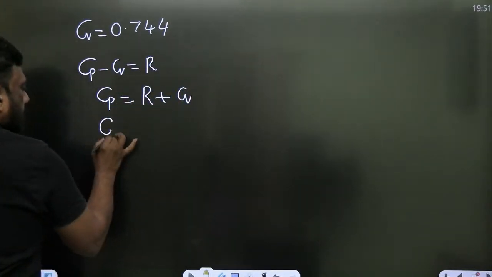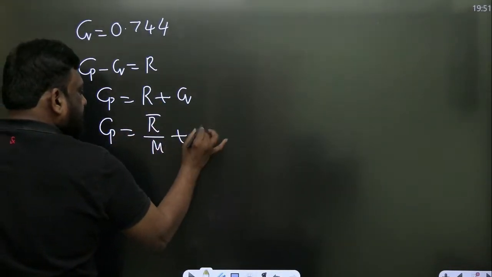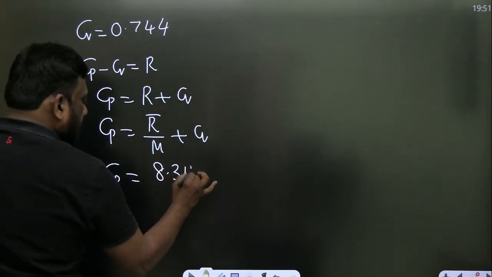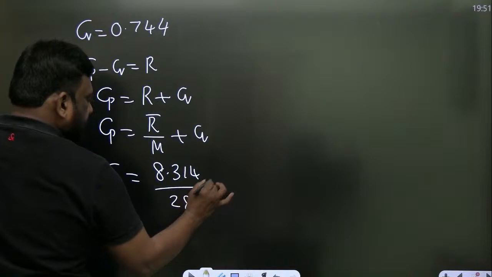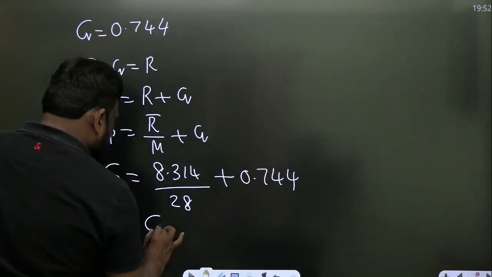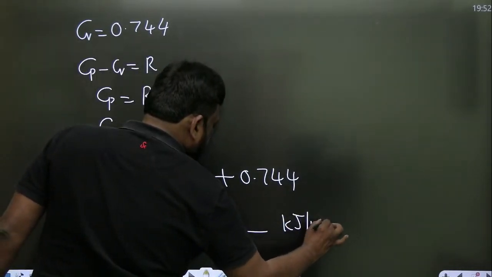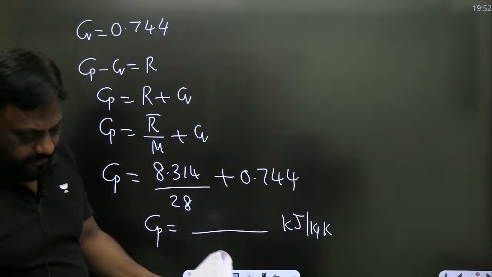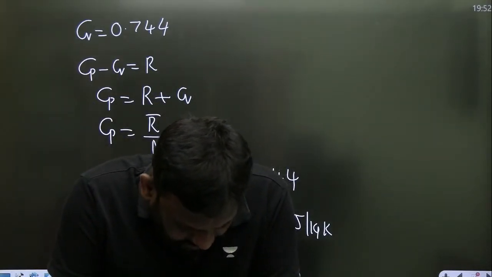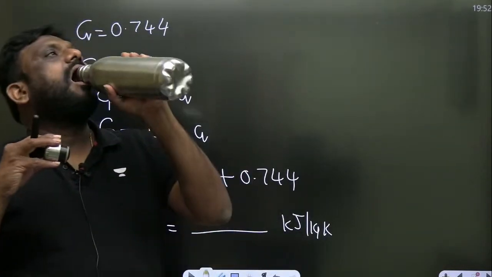ठीक है सर, but what is r? R bar by molecular weight plus Cv. So if you want Cp, what is R bar? 8.314, and the molecular weight is given as 28, plus Cv is 0.744, and please give me the value of Cp, so many kilojoule per kilogram per Kelvin. Please give me the value of Cp. सर, आप आंसर नहीं दे रहे सर, molecular weight is given in the problem.